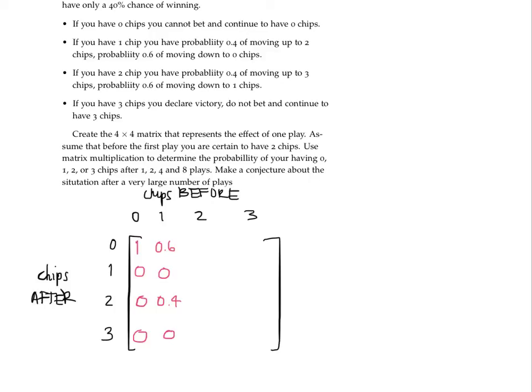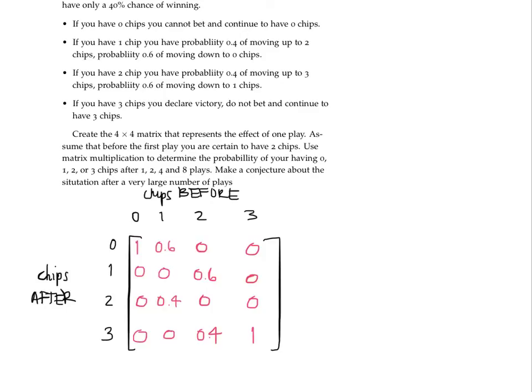Now if we start with 2 chips, there's a 0.4 chance that we'll get 3 chips after our round of play, and a 0.6 chance that we'll have 1 chip after our round of play. So there's no way to get 0 chips after 1 round of play if we start with 2 chips. We have 0.6 here. There's no way to have a neutral bet either. And 0.4 down there. And if we have 3 chips, we declare victory, we don't bet, we continue to have 3 chips, we walk. So 3 chips means that there's a probability 1 that we'll have 3 chips after our round of play. So this is our matrix A.